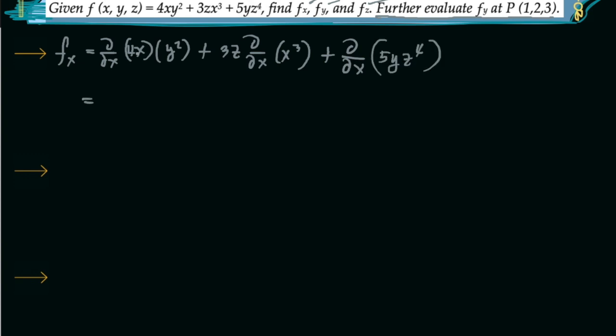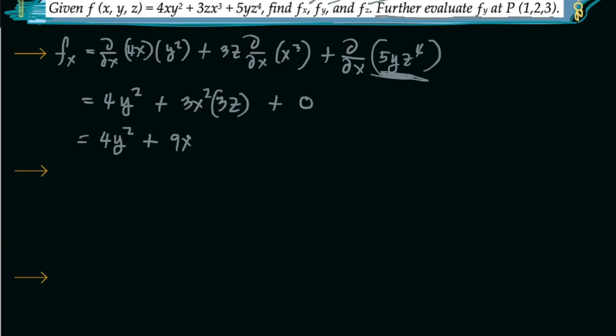Now, simplifying, the partial of 4x with respect to x is 4, and then we'll write the constant y squared, plus the partial derivative of x cubed with respect to x is 3x squared, and then the constant 3z, plus this is 0 because the whole term here is an expression without the x variable, so that will become a constant, and the derivative of a constant is 0. Simplifying, this will be 4y squared plus 9x squared z. That will be the final answer for f sub x.